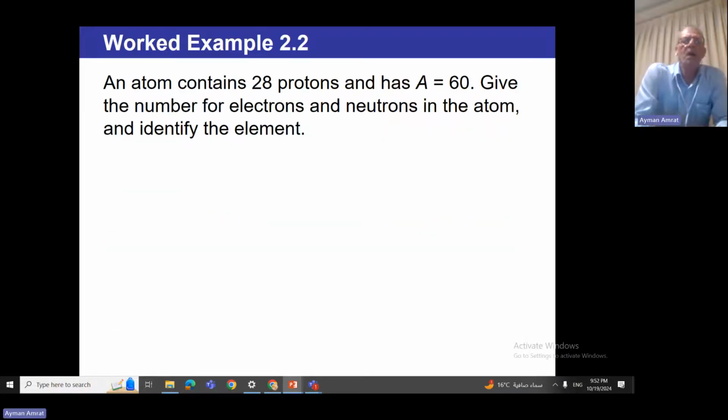Another example, an atom contains 28 protons and has mass number 60. Give the number of electrons. The number of electrons should equal the number of protons, which is 28. The number of neutrons is the result of subtraction, 60 minus 28. You can calculate the number of neutrons, identifying the element by counting the 28th element in the periodic table to know this atom, which is this atom.